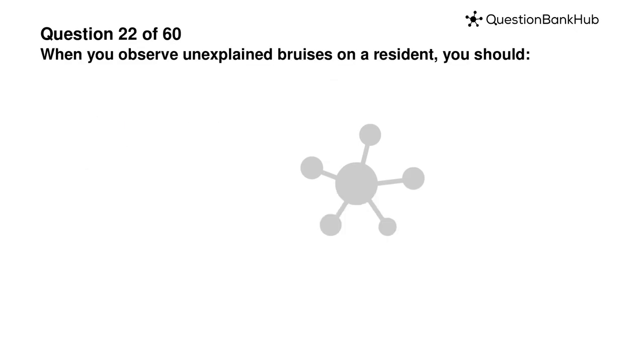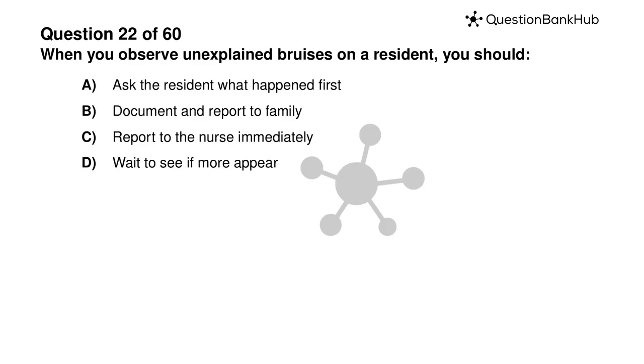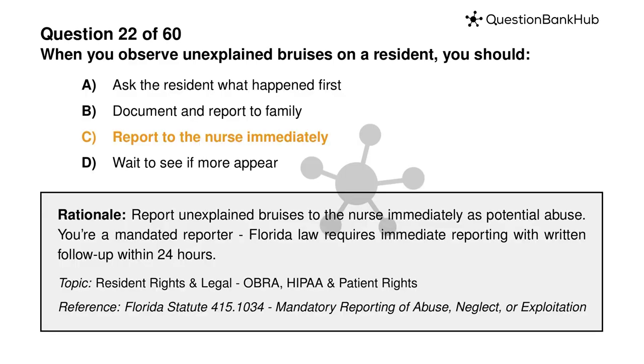Question 22. When you observe unexplained bruises on a resident, you should A. Ask the resident what happened first. B. Document and report to family. C. Report to the nurse immediately. D. Wait to see if more appear. The correct answer is C. Report to the nurse immediately. Report unexplained bruises to the nurse immediately as potential abuse. You're a mandated reporter. Florida law requires immediate reporting with written follow-up within 24 hours.